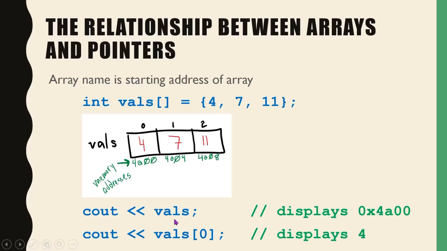And if I were to print out the name of the array, it's going to print out the starting memory address of the array, 4A00. If I were to print out the actual element of the array, the value, val sub 0, that's going to display 4.